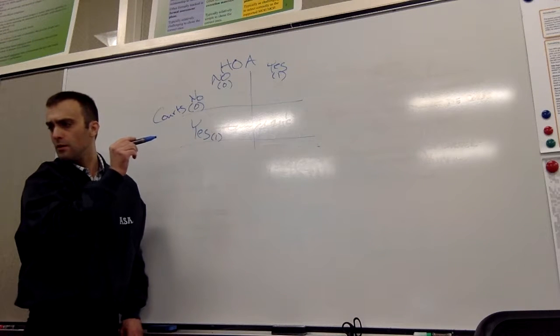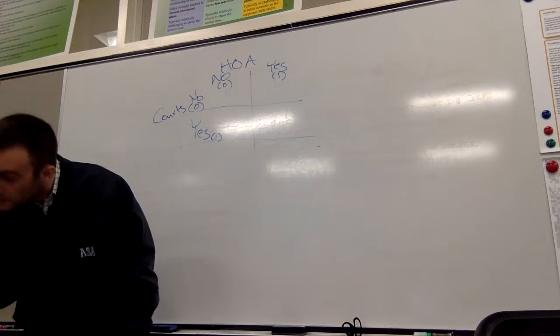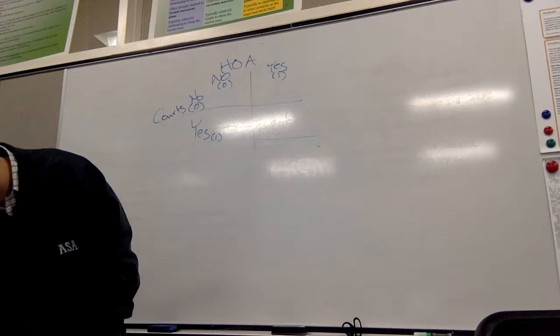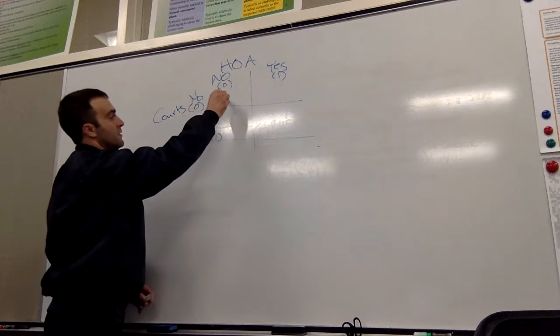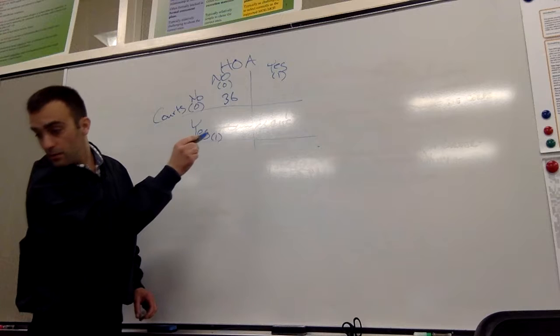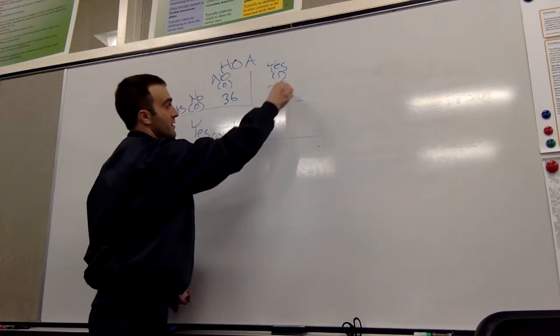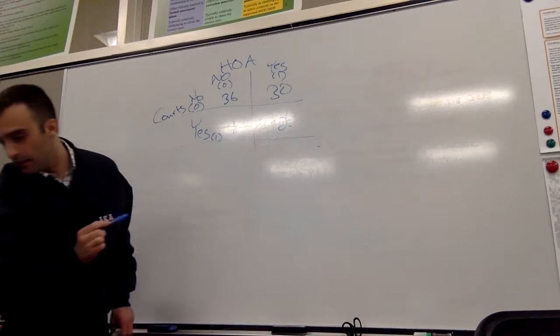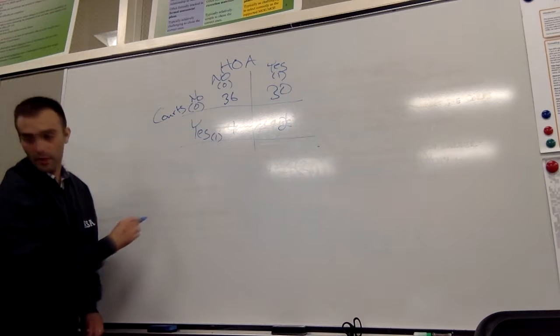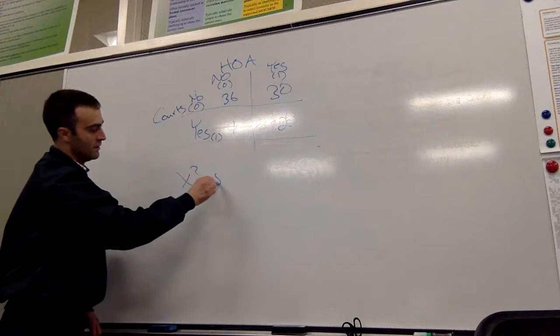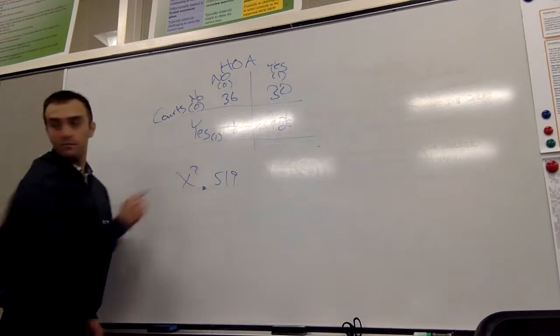36, 1, 30, and 2. And your Pearson chi-square they gave you was 0.519.